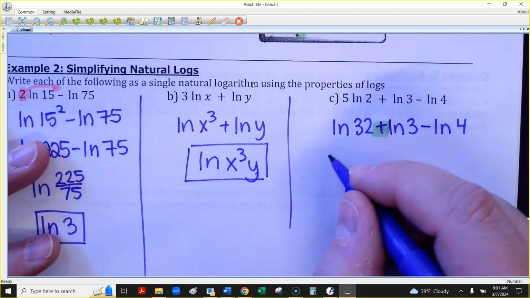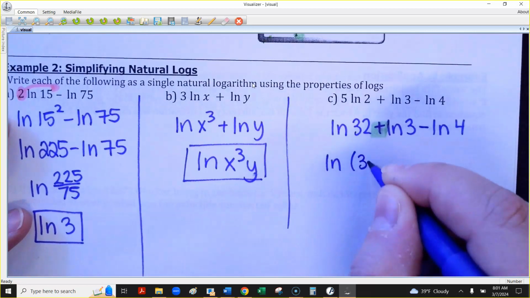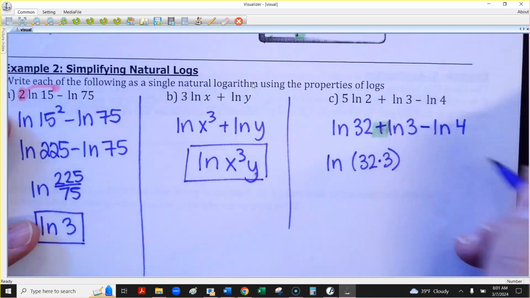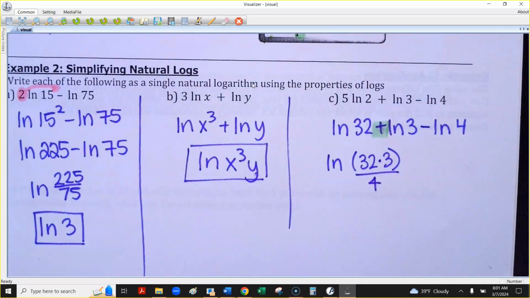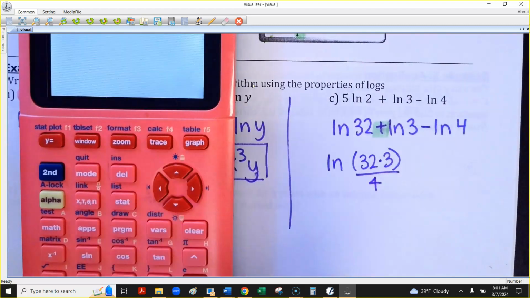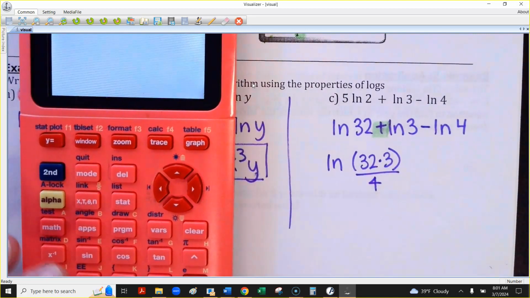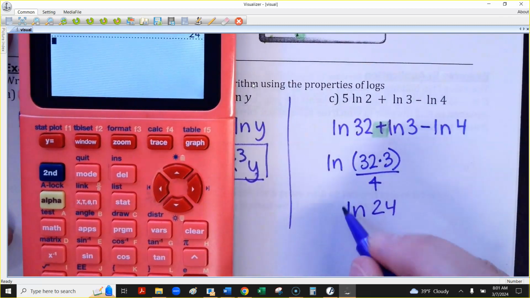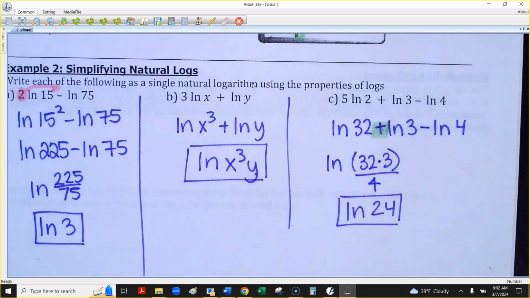So we would have natural log, I'll just put this in parentheses to indicate what I'm doing. I'd have to do the 32 times 3. We'd have to figure out what that was first. And then I subtract the natural log of 4, so that whole thing would get divided by 4. That matters in your order of operations just like it would for a normal equation. So I'm going to do 32 times 3, and then divide that by 4. But you have to do that multiplication first and then the division last because of the way it's written. So this would end up being natural log of 24. Is anybody having a question?